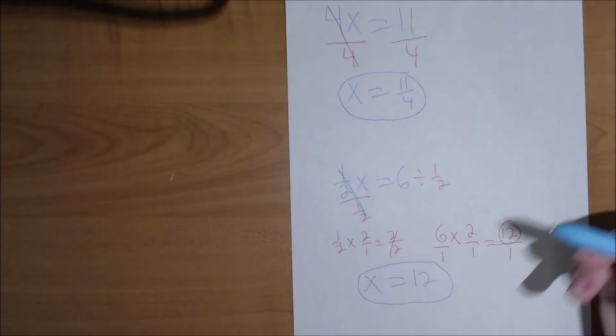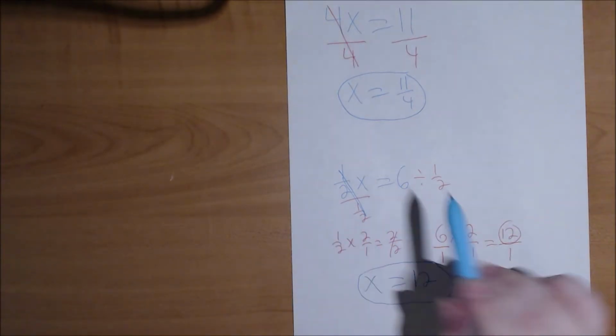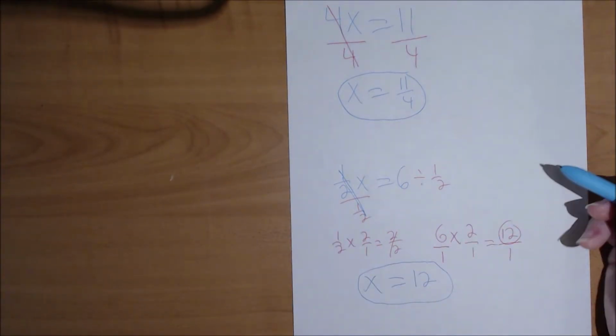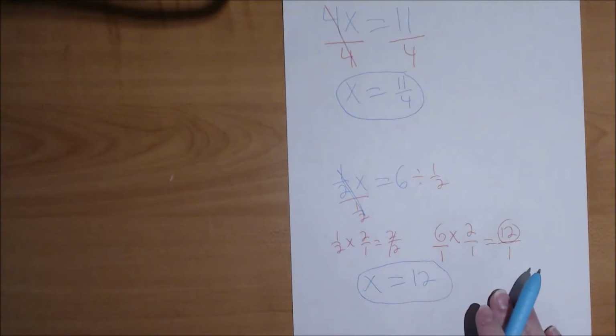Once you practice this a little more, it'll be easier for you to see that you can just multiply both sides by 2. Okay? But for right now, doing the whole process out is going to be the most helpful.